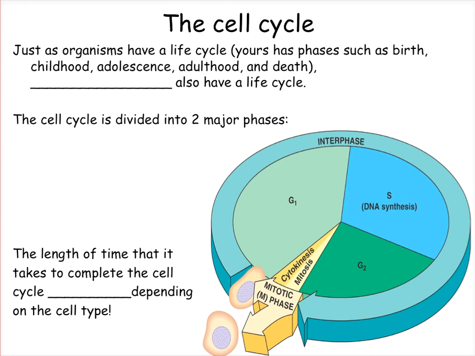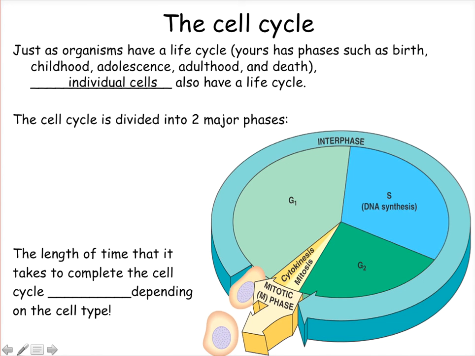All right, now let's move on to describing exactly how a cell goes about making more copies of itself. We will begin by describing the parts of the cell's life cycle. Just as organisms have a life cycle, for instance, yours, which has the phases of birth, childhood, adolescence, adulthood, and death, individual cells also have a life cycle. We call the life cycle of the cell the cell cycle. So I'm going to write that here.